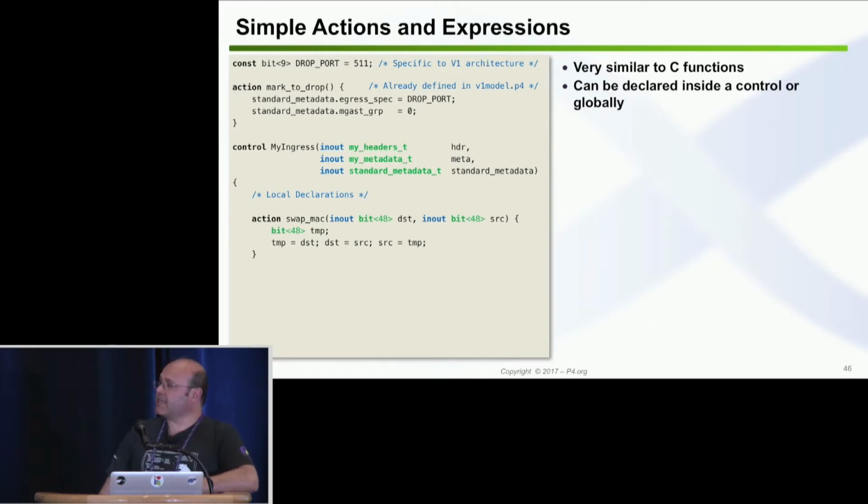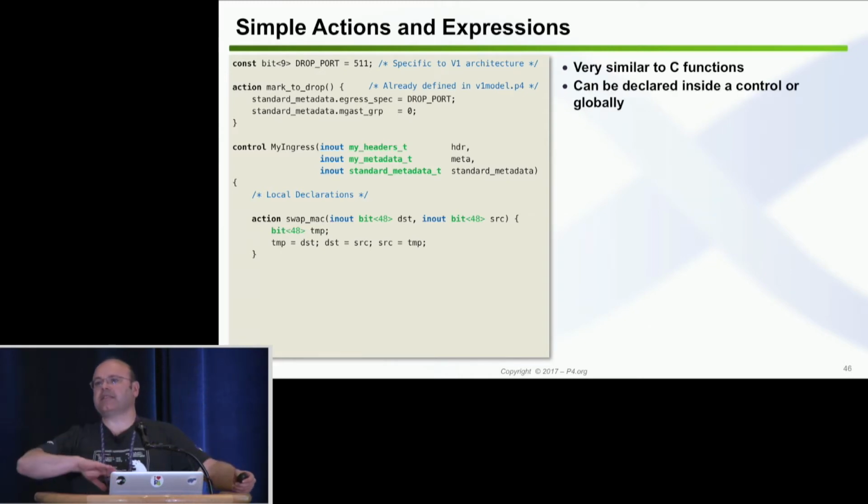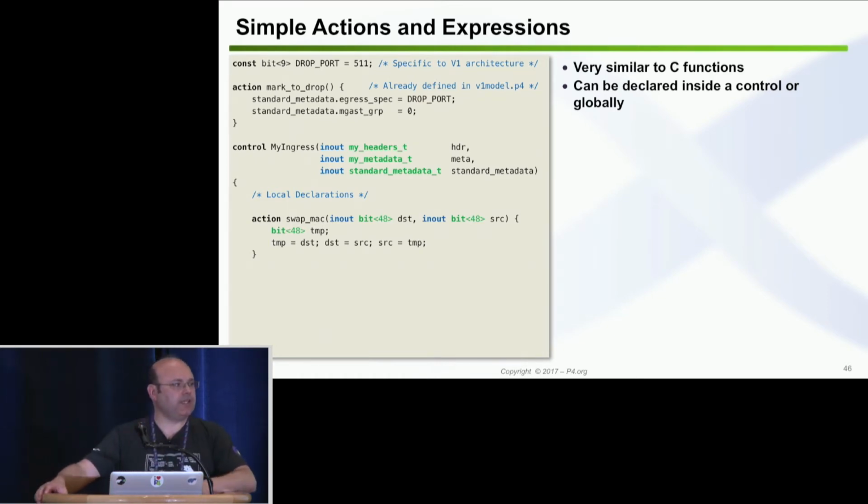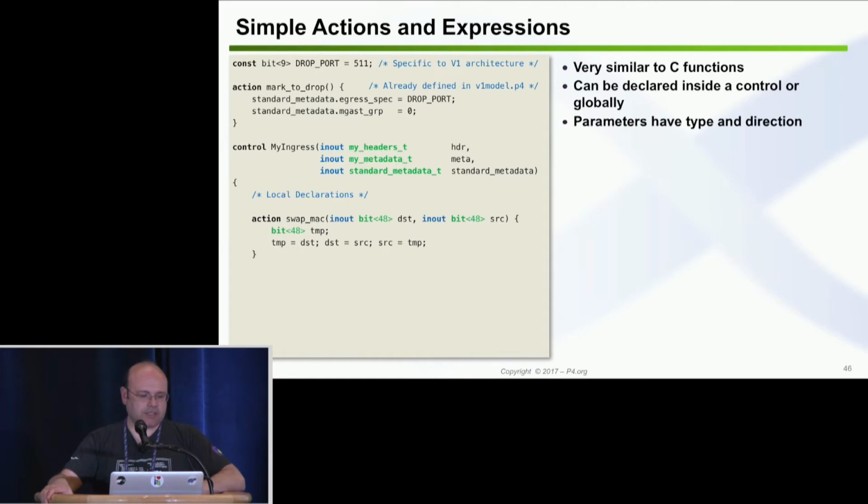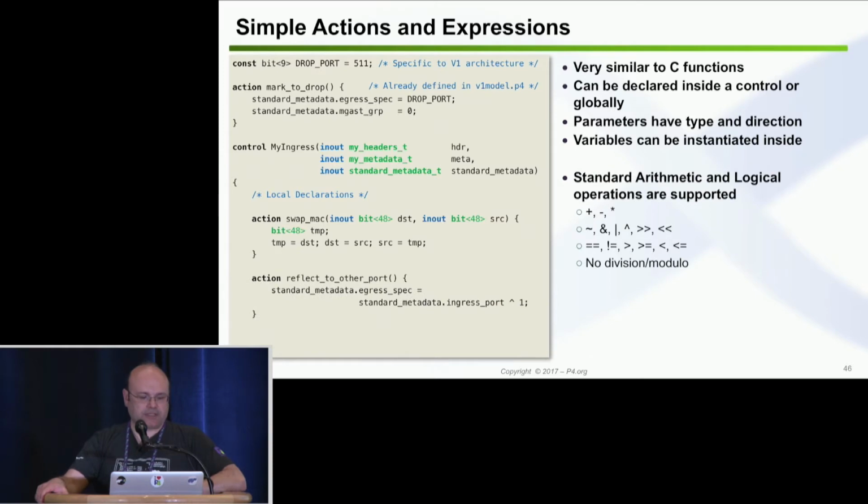So as you could see, actions can be defined either inside the control and then they become local, or they can be also defined at the top level outside of the controls. Again, the nice thing about actions, the parameters are fully typed. So you specify the type of the parameter and you also specify the direction. Although we'll see later that actions can also have directionless parameters as well. Inside the actions, you can instantiate variables if you like. You can also use some control statements.